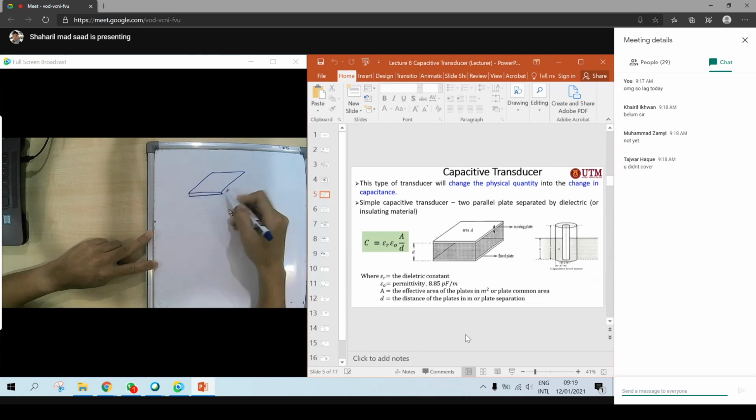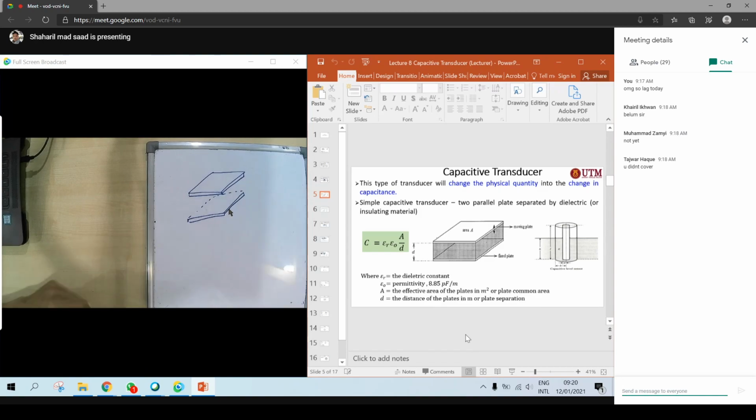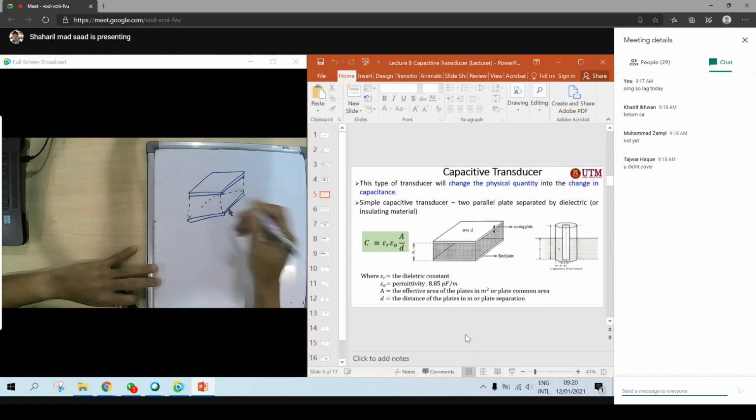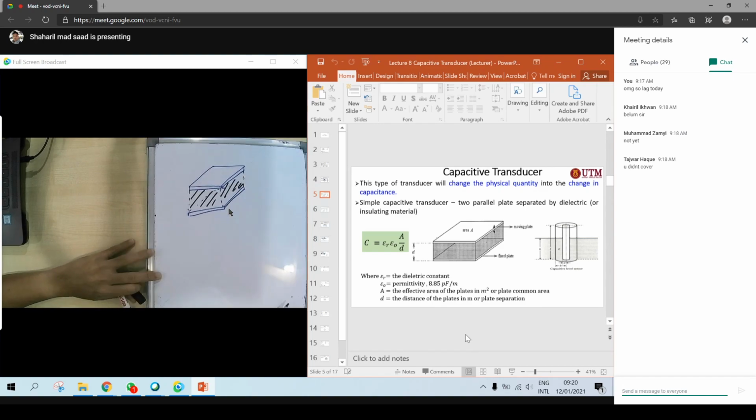So this is your moving plate here, and there is a dielectric between this moving plate and the other plate. Yeah, this is the dielectric. This is the moving plate here. All right.